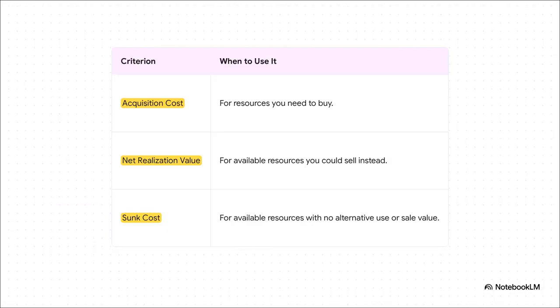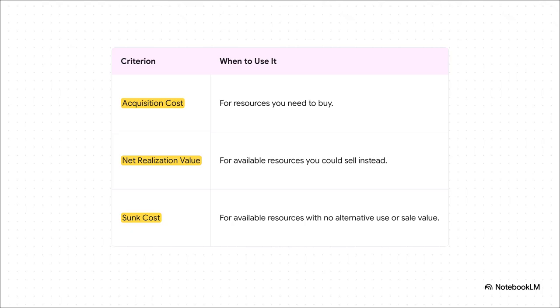Pretty clever, right? All right, so once we've identified all the resources we're going to use, we have to put the right price tag on them. This little table shows you the 3 ways to do it. If you have to go out and buy something new for the order, you use its current acquisition cost. Simple enough. Now, if you already have the resource sitting in your warehouse, but you could sell it to someone else, its value is the net realization value. That's the money you're giving up by using it. And finally, if you've got a resource that has no other use and you can't sell it, its value is 0. It's a sunk cost.